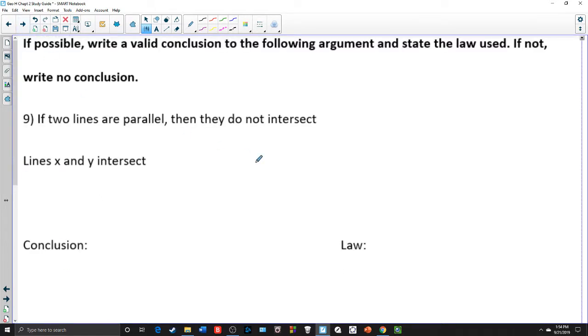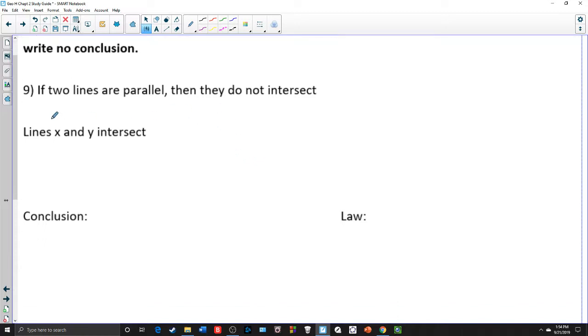So the next one asks us to draw conclusions using the law of detachment or the law of syllogism, or we can say the law of transitivity if you want the easier version to say. So let's see what happens here in number 9. If two lines are parallel, then they do not intersect. So if two lines are parallel, that's our P, our if, then they do not intersect, Q.